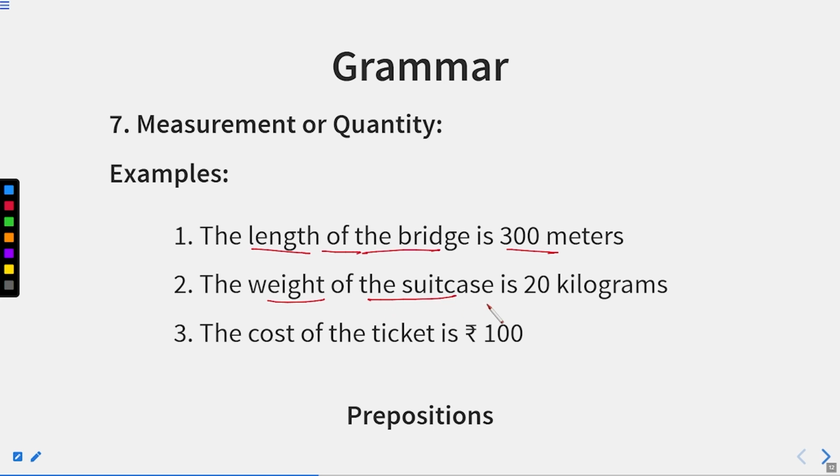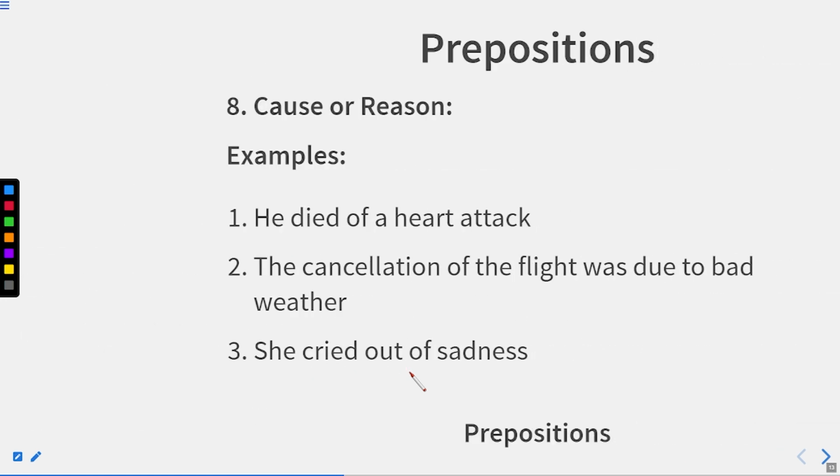The weight of the suitcase is 20 kilograms. The cost of the ticket is rupees 100. So here we are showing the position of this thing with the other thing. So in this manner, we can show the position with the help of preposition of. Now let us move to the next one.